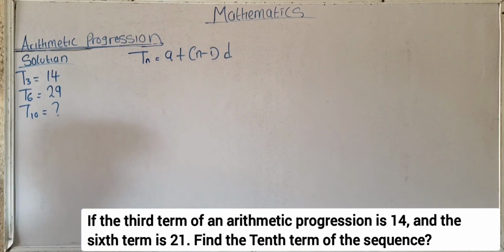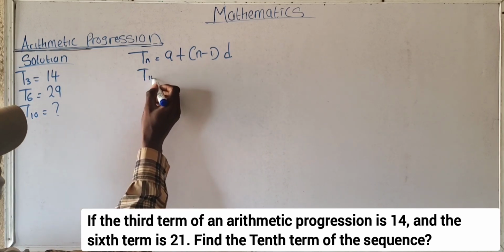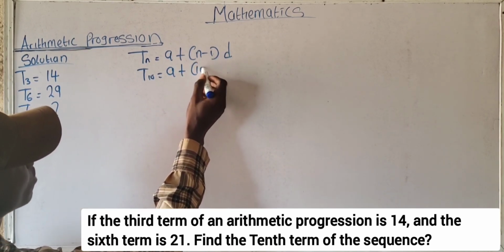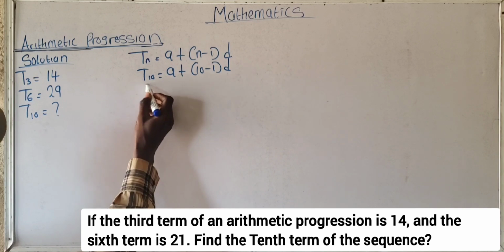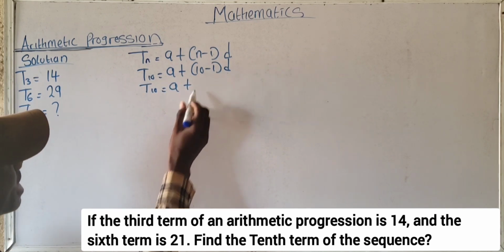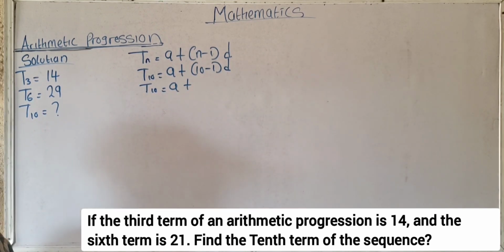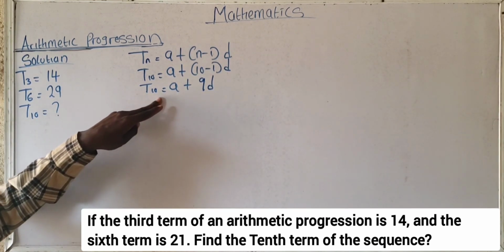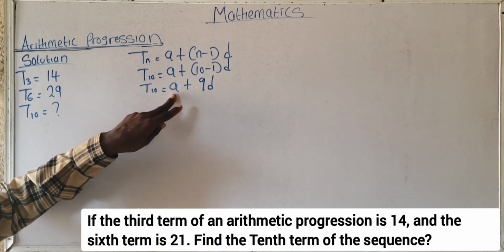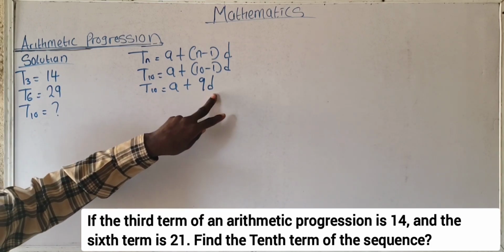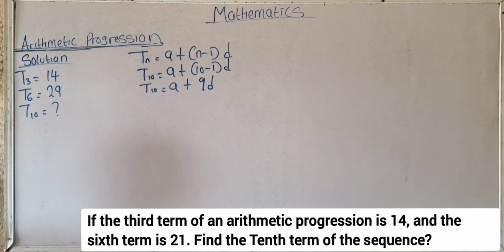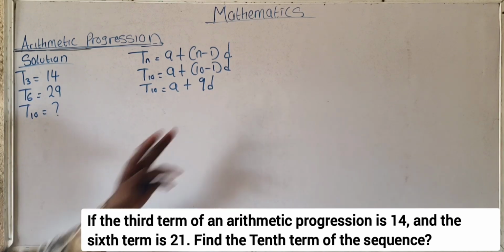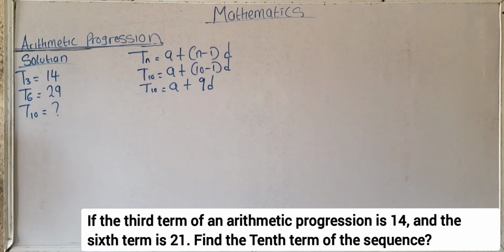You understand? Now, if I want to get the T10, I'm going to have T10 is equal to a plus 10 minus 1 multiplied by d. Is that not it? So here I'm going to have T10 is equal to a plus 10 minus 1 is 9. You understand? 9 multiplied by d is what? 9d. So you can see that I cannot determine the value of T10 without knowing the a, which is the first term, and the d, which is the common difference. You understand? So that means that I have to get the value of the first term and the common difference. Then when I'm done, I'm going to substitute it into this equation to get the 10th term. You understand? So I want you to pay attention.